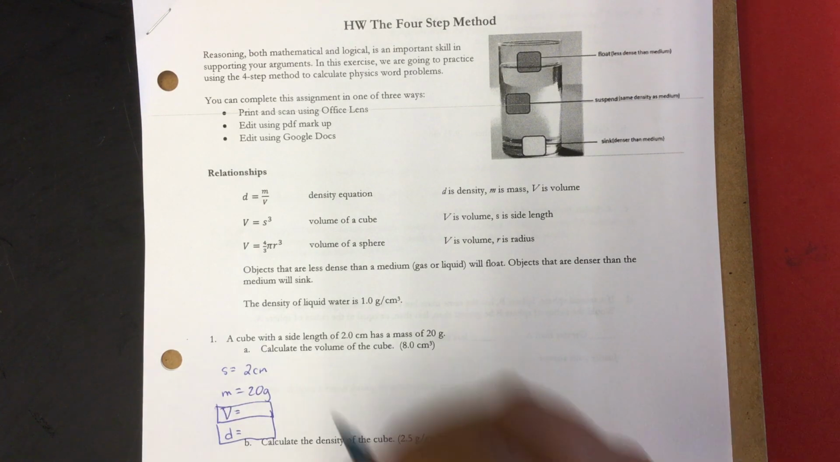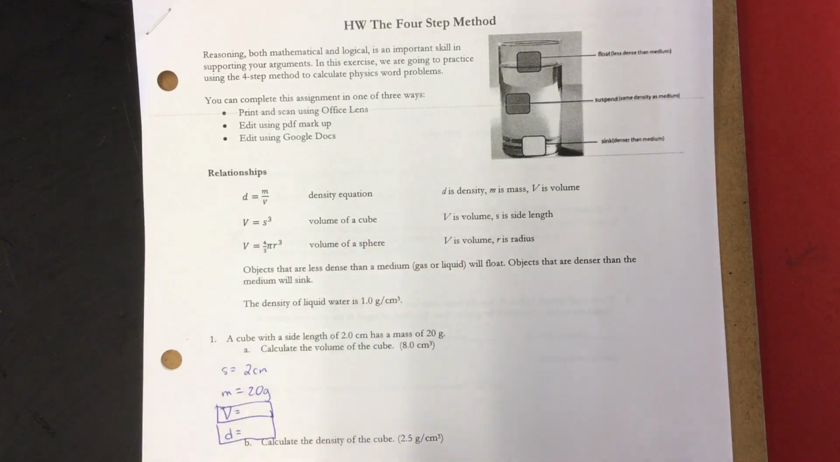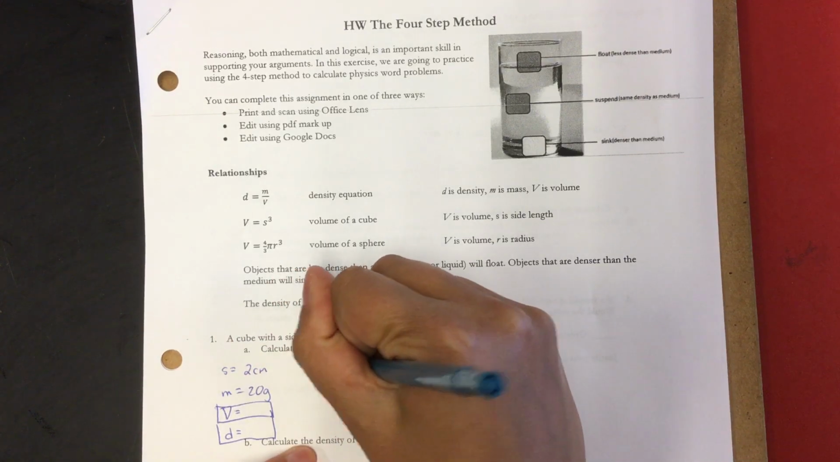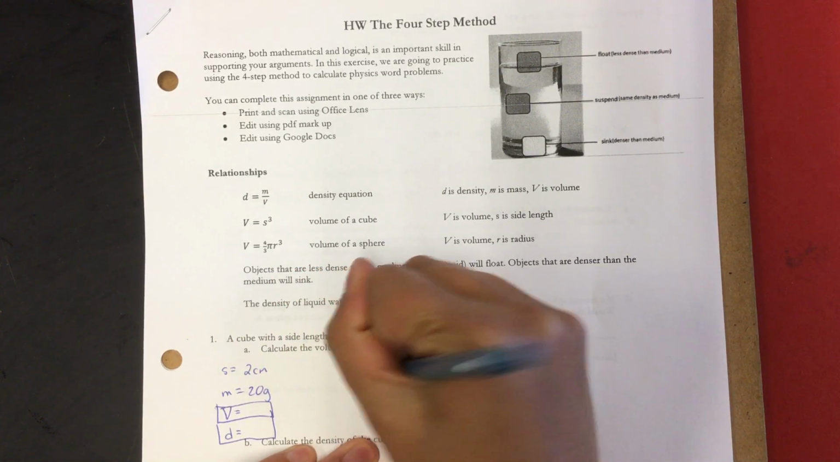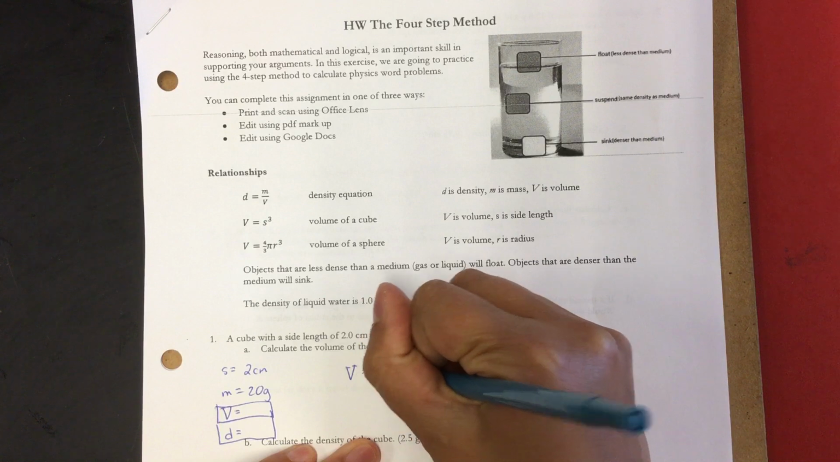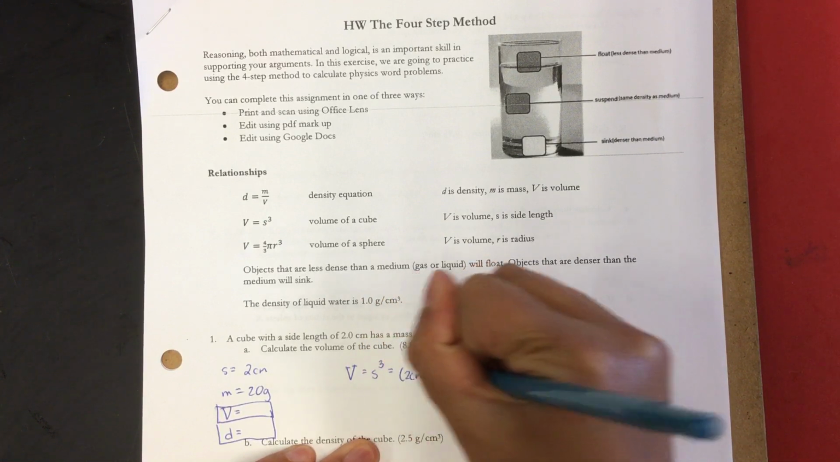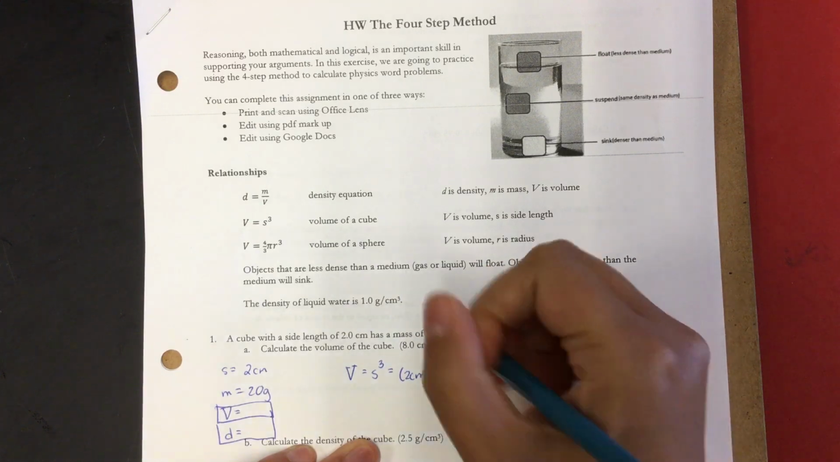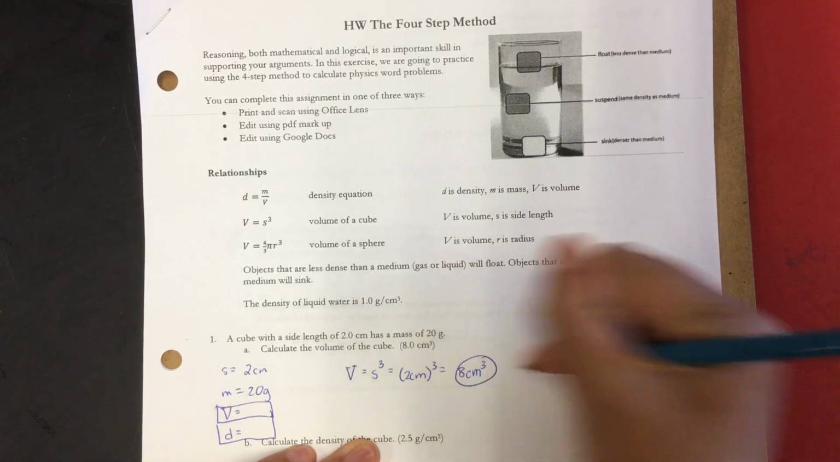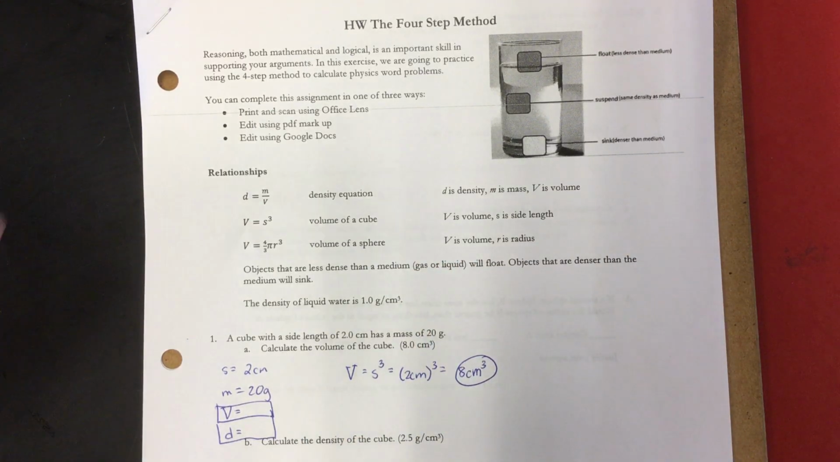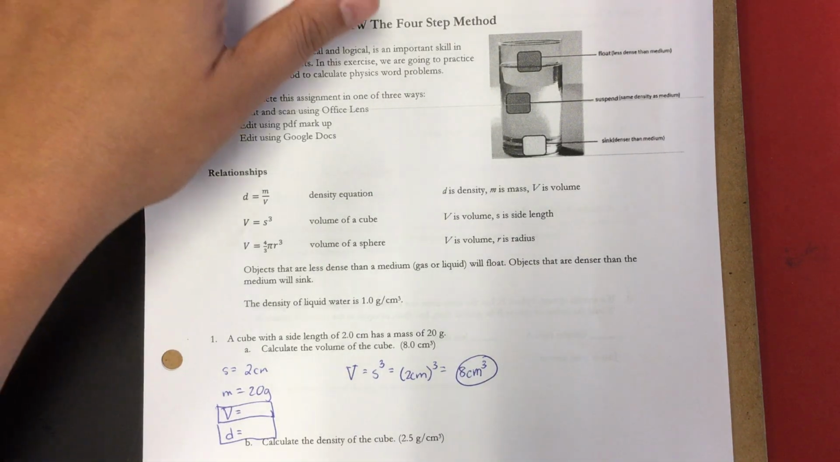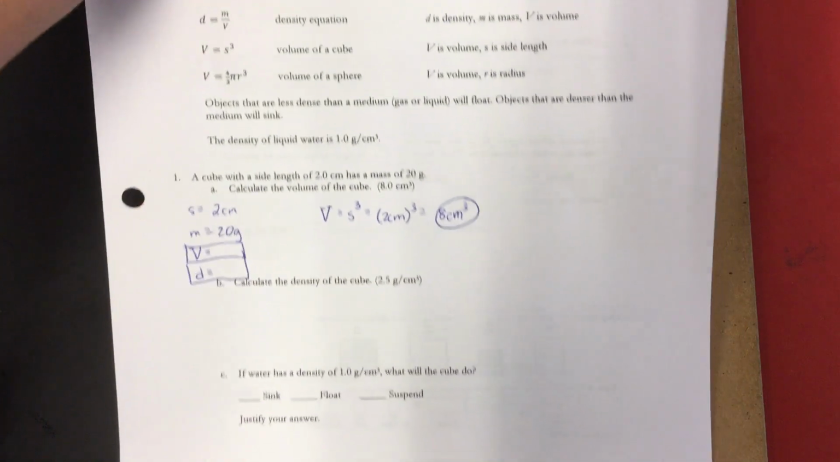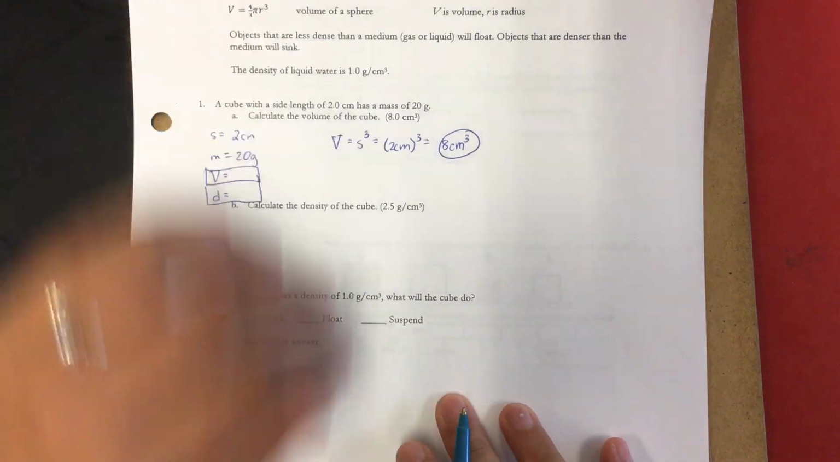Okay? So all 3 equations have volume in it, but the one I'm going to choose is the volume of a cube equation. This would be 2 centimeters cubed, or 8 centimeters cubed. Here we go. Now, once I get this information, I can feel free to use it in part B of the problem. There's always follow through allowed.